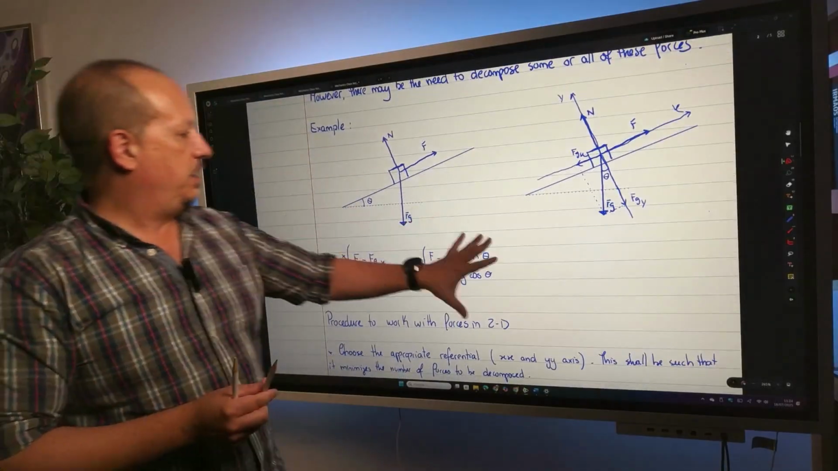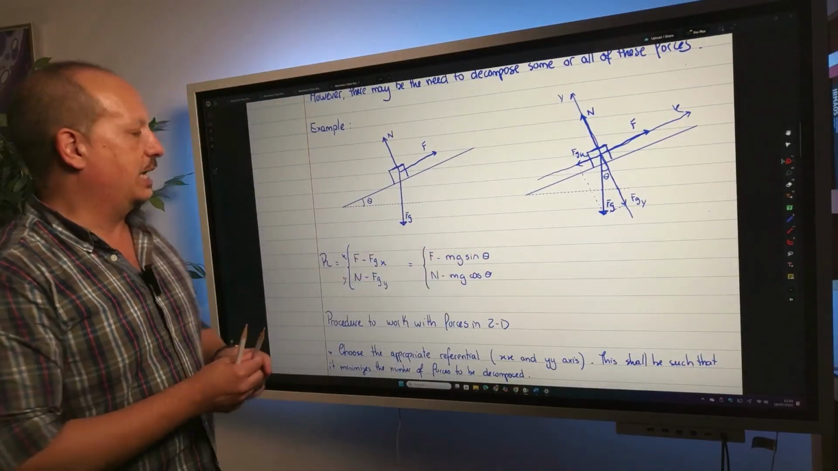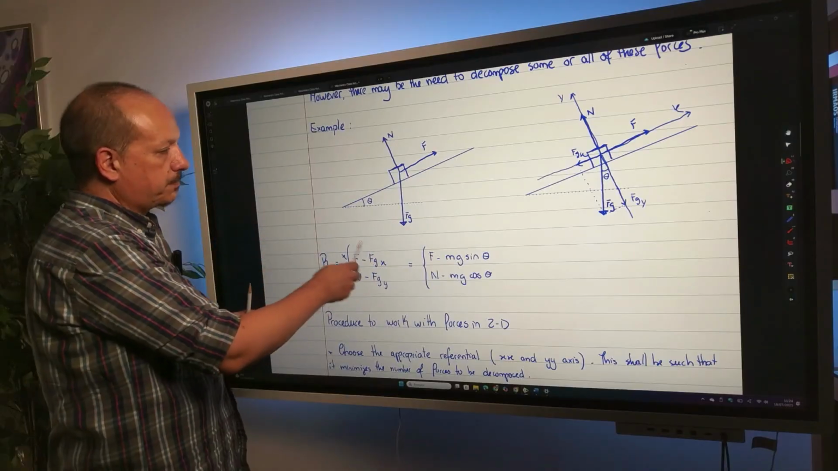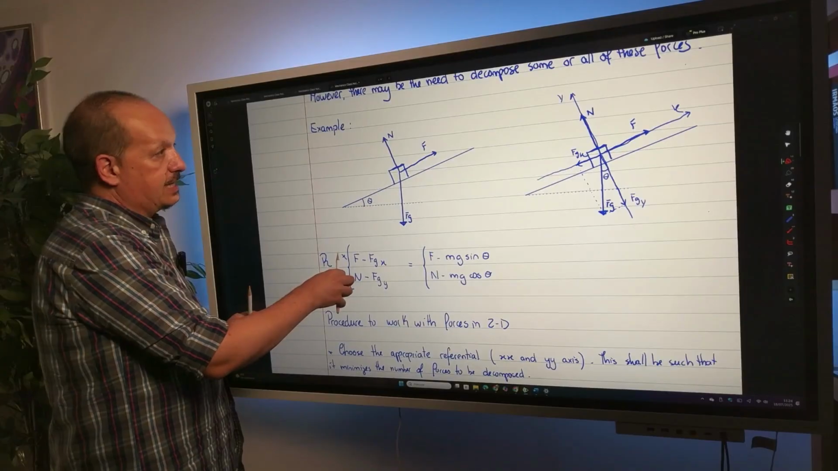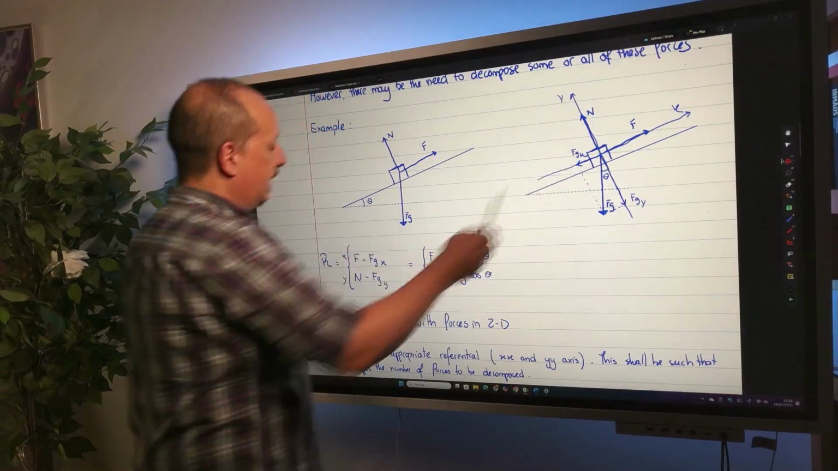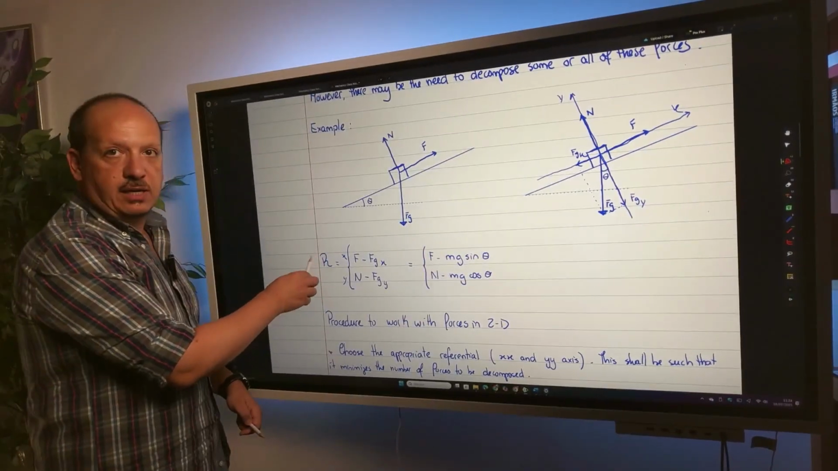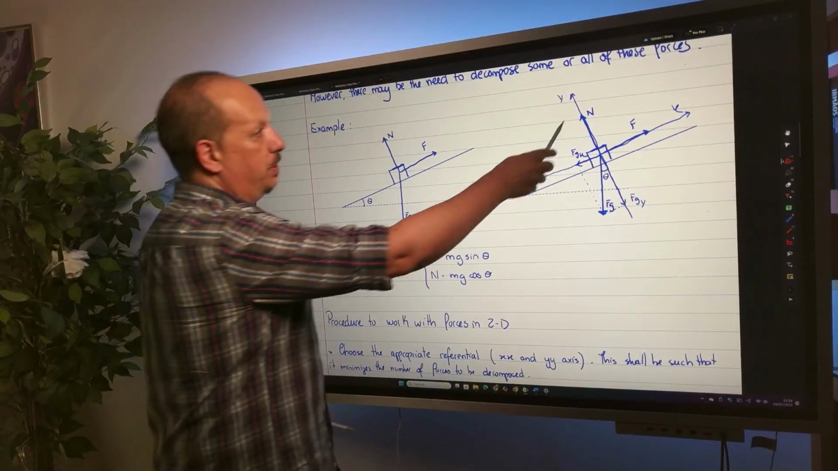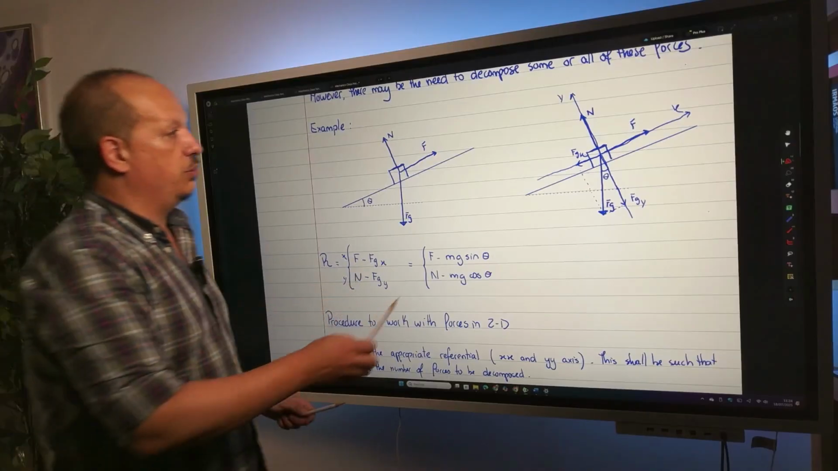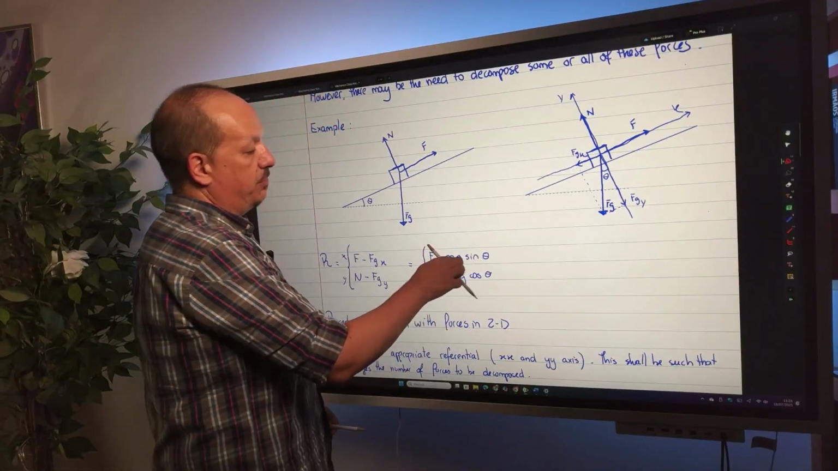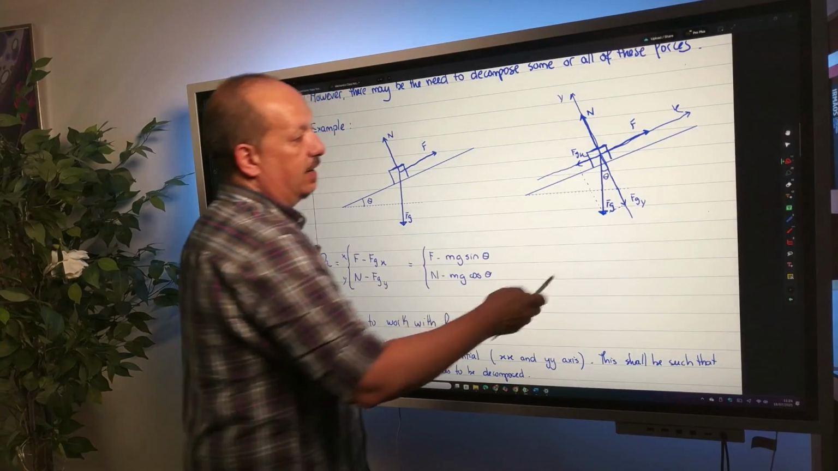So basically, here I just represented what I just said. The resultant force in the x-axis is going to be just this minus that. The resultant force, that's what R stands for, on the y-axis is going to be this minus that. And the Fgx is going to be the weight, which is mg sine of this angle.